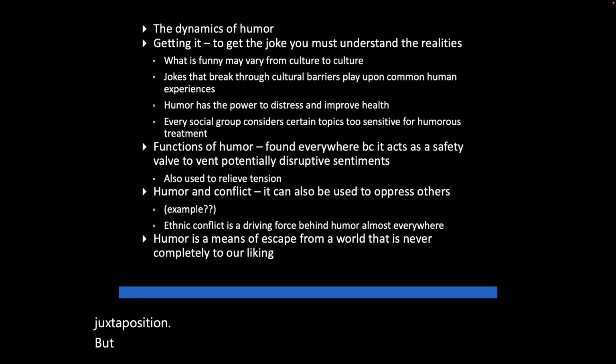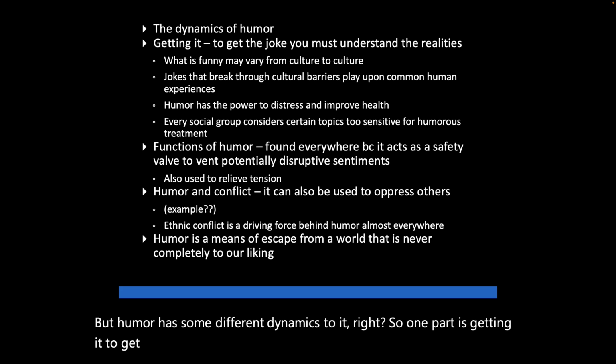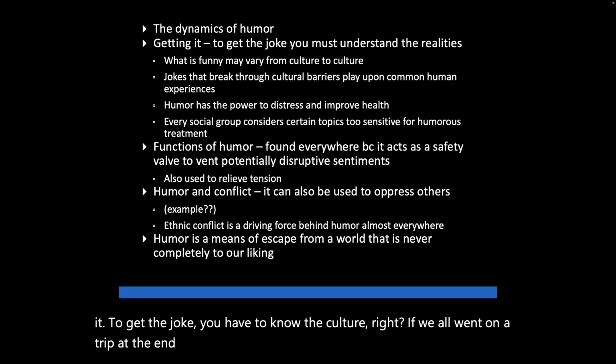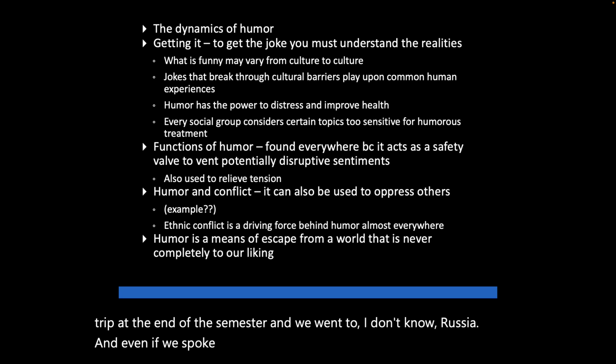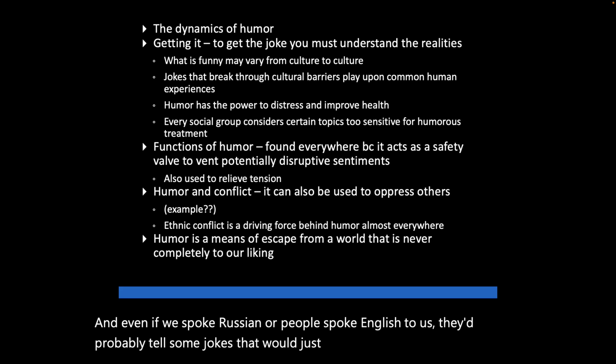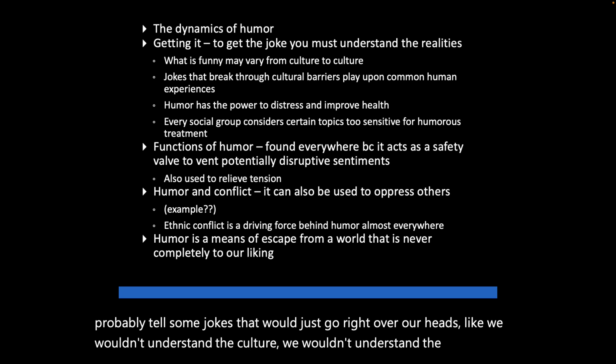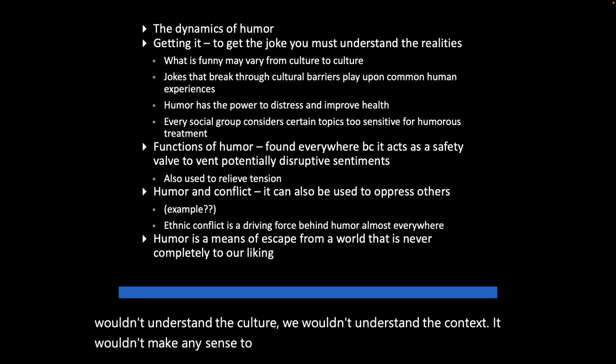But humor has some different dynamics to it. One part is getting it. To get the joke, you have to know the culture. If we all went on a trip at the end of the semester and we went to, I don't know, Russia, and even if we spoke Russian or people spoke English to us, they'd probably tell some jokes that would just go right over our heads. We wouldn't understand the culture, we wouldn't understand the context, it wouldn't make any sense to us.